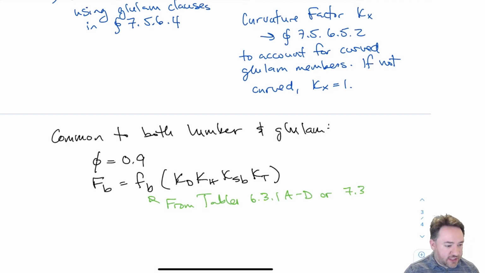Okay, and then there are some parameters that are common to both equations, which are the usual suspects. We have phi, which is our strength reduction factor accounting for material properties, and we have a capital FB, which is just the same as every capital F we've seen before, which is just a small fb, our material strength that we get from the tables, 6.3.1 A through D, or 7.3 for glulam, and all our usual strength modification factors, KD, KH, KS, KT, which I'm sure you're getting used to saying now after doing this so many times.